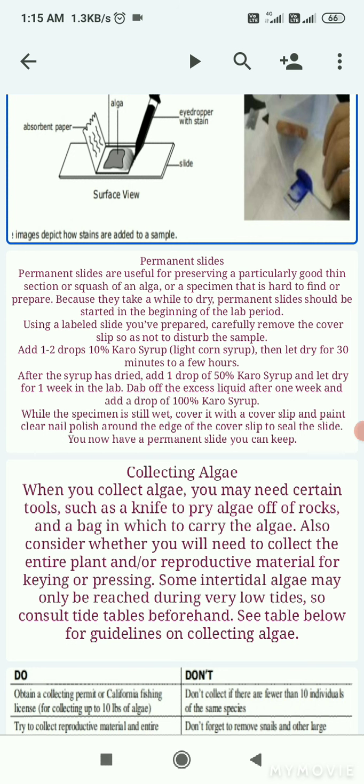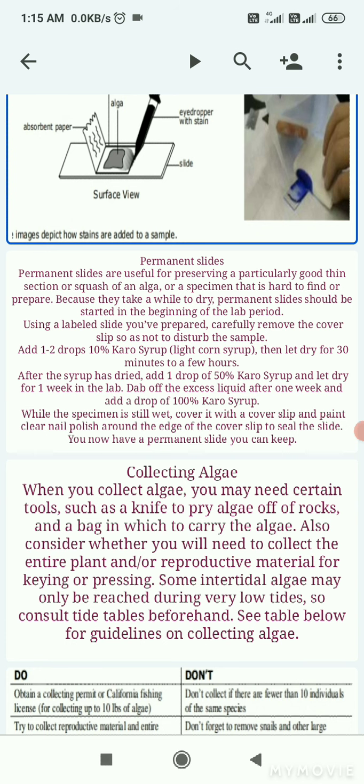For that purpose, we have to add 1 to 2 drops of DPX, and then let it dry for 30 minutes to a few hours. Sometimes after the DPX syrup has dried, add 1 more drop of DPX and let it dry for a week in the lab.